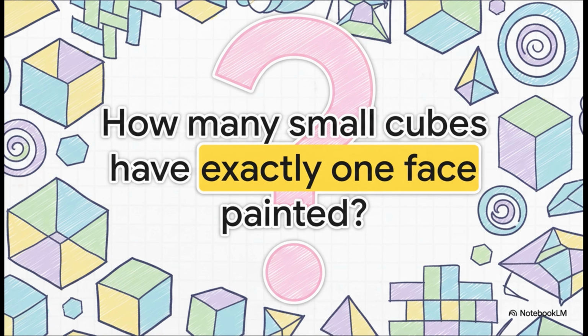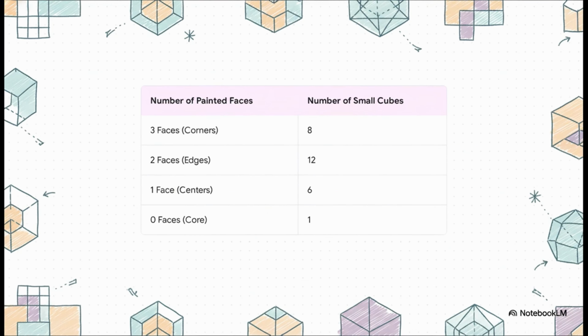It's made of 27 smaller cubes, right? Now imagine you dip the whole thing in a bucket of paint, and then you break it all apart. How many of those little cubes will have paint on exactly one side? Just think about it for a sec. Okay, let's break it down.